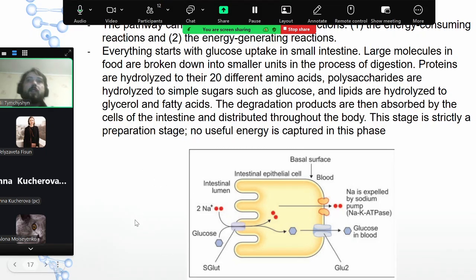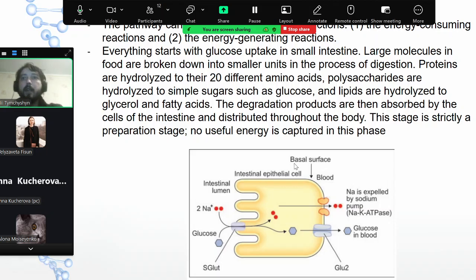Let's say everything starts with the glucose uptake in the small intestine. So we are eating something, and the food is somehow degraded into smaller units in the process of digestion. For example, proteins are hydrolyzed to amino acids, polysaccharides are hydrolyzed to simple sugars such as glucose, and lipids are hydrolyzed to glycerol and fatty acids. After the degradation, we can absorb these products through the cells of the intestine and distribute them through the body.